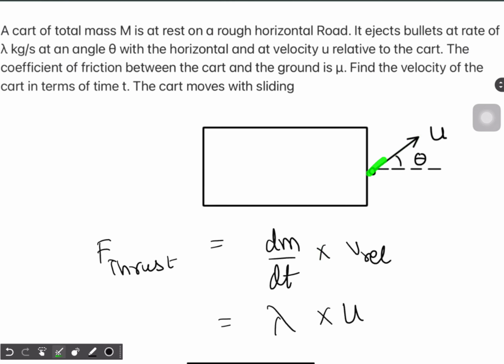Now the bullets are being ejected in this direction, so the thrust force on the cart will act in the opposite direction. Let's say this is your thrust force. Alright, we found the thrust force. It is acting at angle theta with the horizontal.